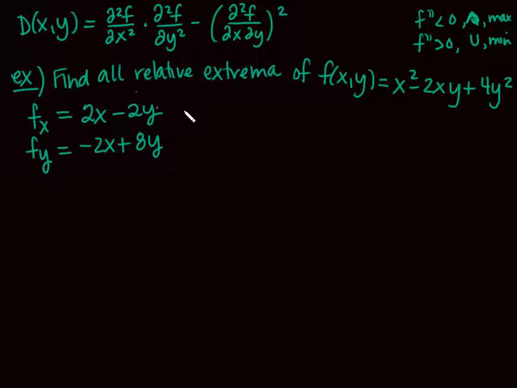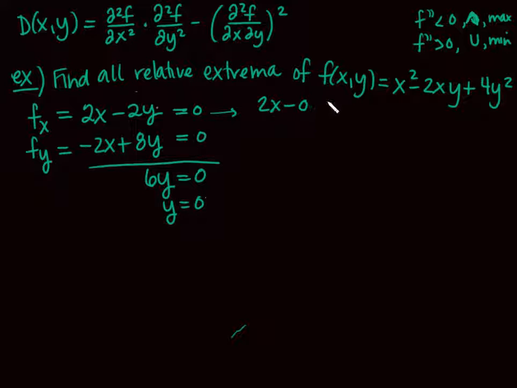All right, so if we set those both equal to 0, I notice right away that I can add these. If I add them, look at what happens. My 2x's cancel, 2x minus 2x is 0. Negative 2y plus 8y, that's 6y last time I checked. That equals 0. So y equals 0, and if we plug that in up here, 2x minus 0 equals 0, so that also says that x equals 0. So what's my critical point? It is going to be the point (0, 0).